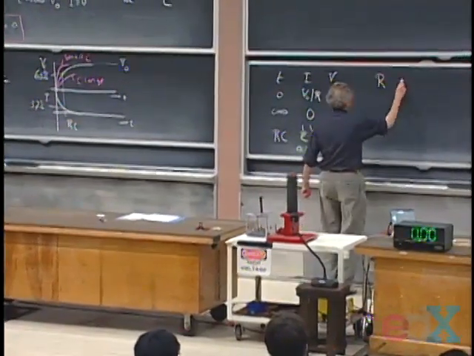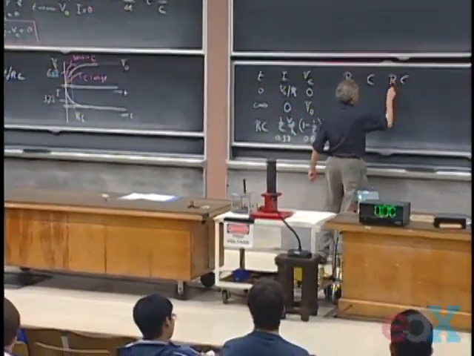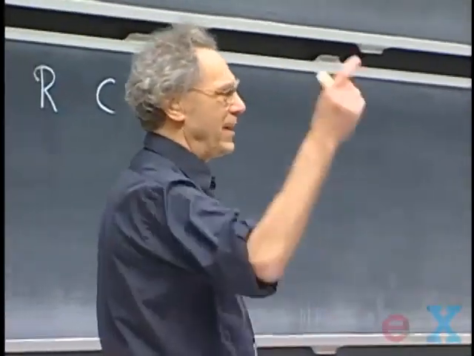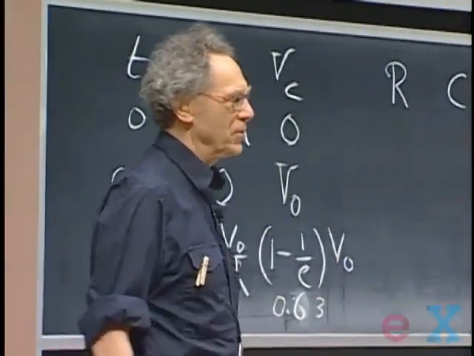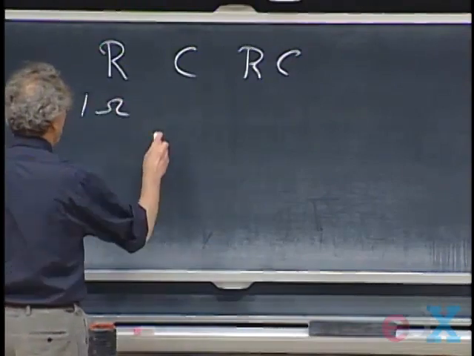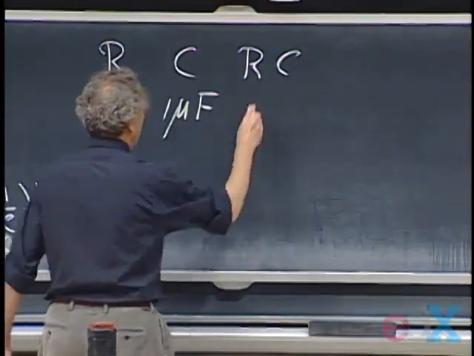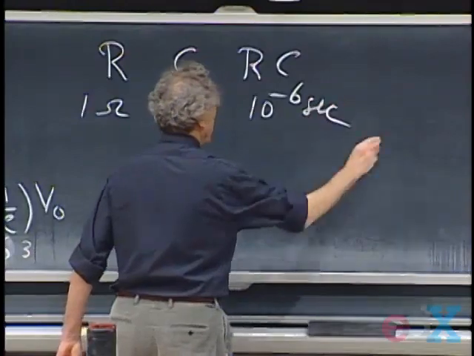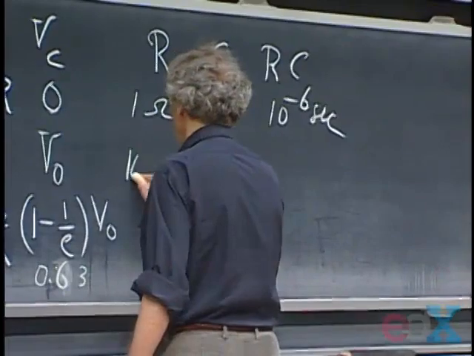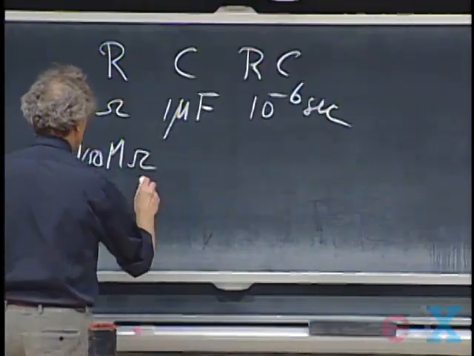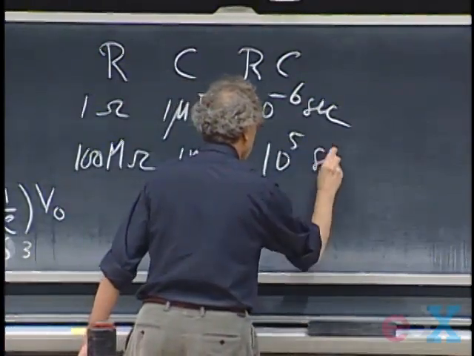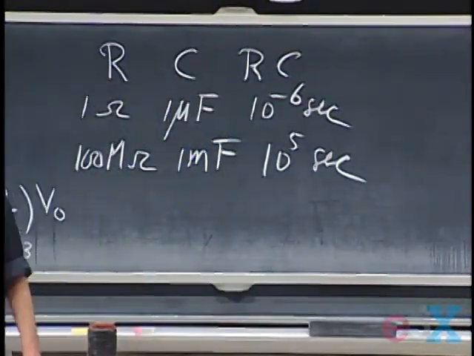If we have here an R and a C and we want to know what the RC time is, convince yourself that the product of R and C indeed has units of seconds. Remember, we had L over R before, which had also units of seconds. RC also has units of seconds. If you have R equals 1 ohm, and C is 1 microfarad, then the RC time is only a microsecond. But if you have R equals 100 megaohms, and you have this 1 millifarad, then this is 10 to the 5 seconds, which is longer than a day.